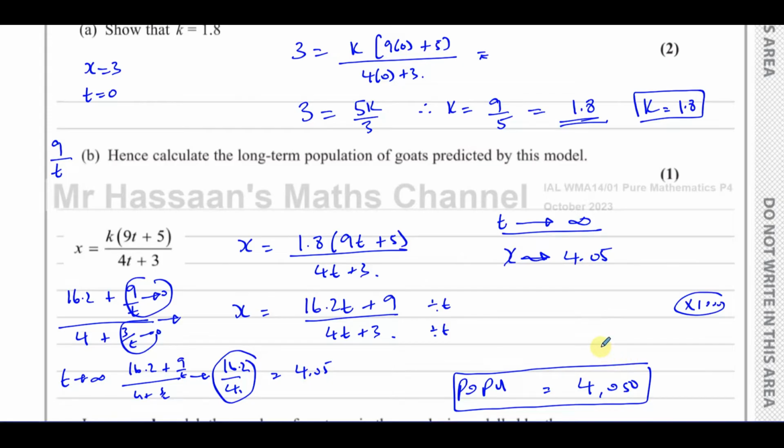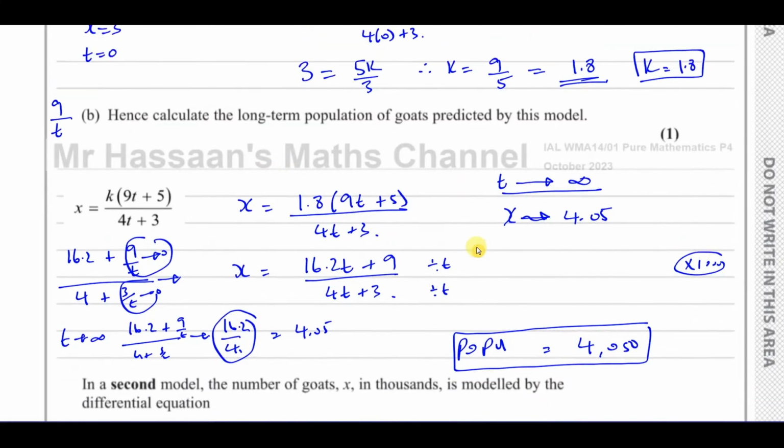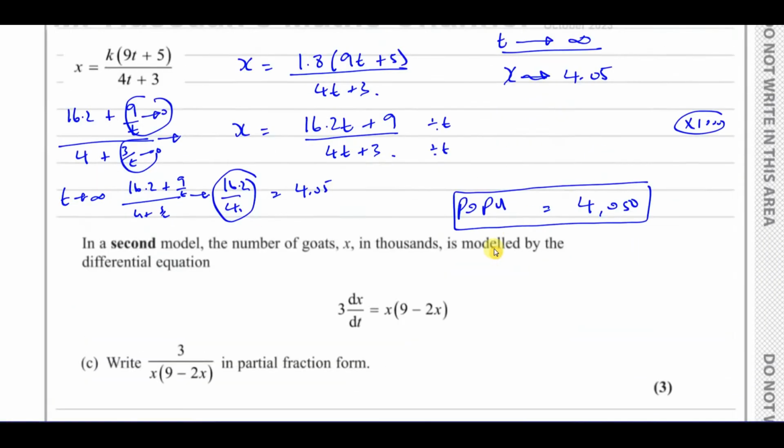Whether you think about it from the asymptote, whether you think about it from just putting a very large number in here, or you think about it from this algebraic method, all of them are perfectly fine ways of showing that the long-term population of the goats is going to be 4,050.